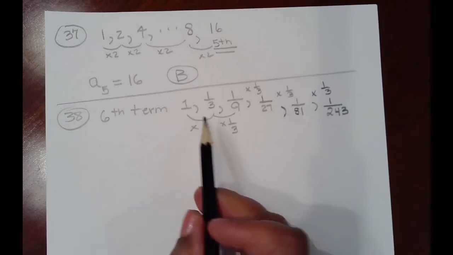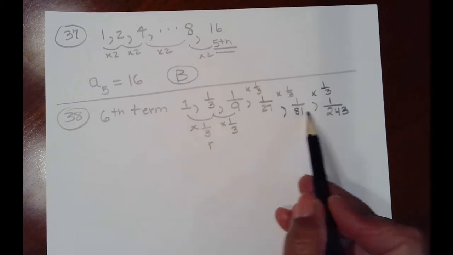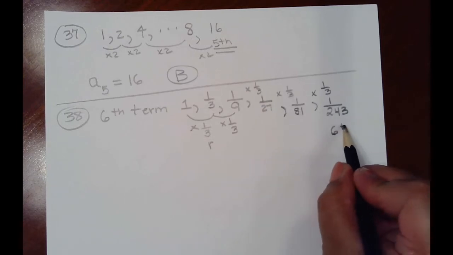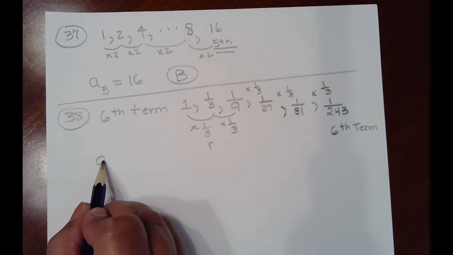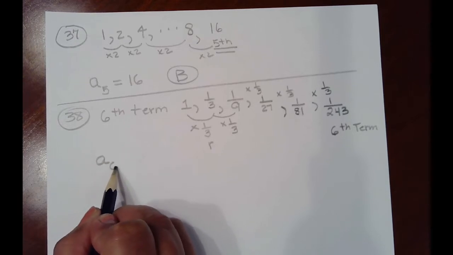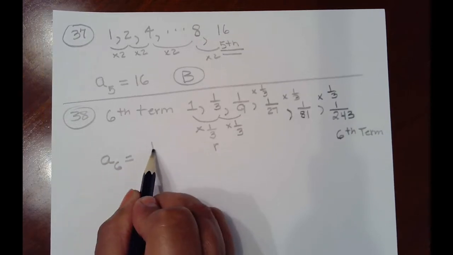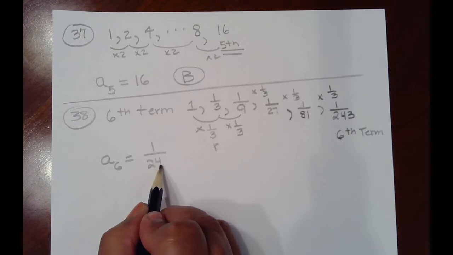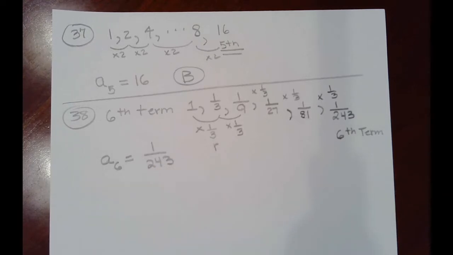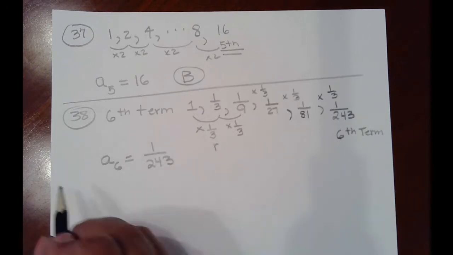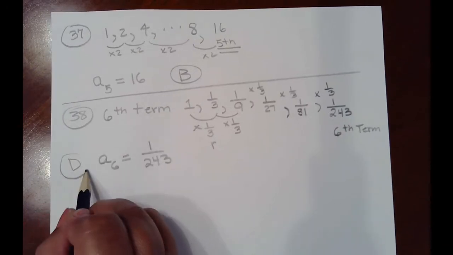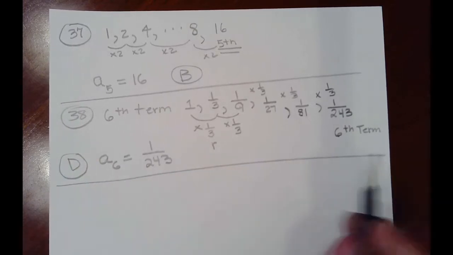Okay, so there you go. 1, 2, 3, 4, 5, 6. This is the sixth term in the sequence, which, using the notation that you've been working on, a sub 6 is equal to 1/243. And that is number 38, excuse me, and that is choice D amongst the choices that you have on your practice test.